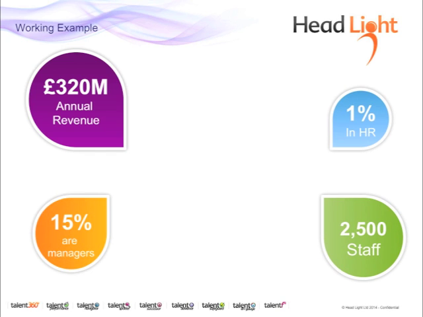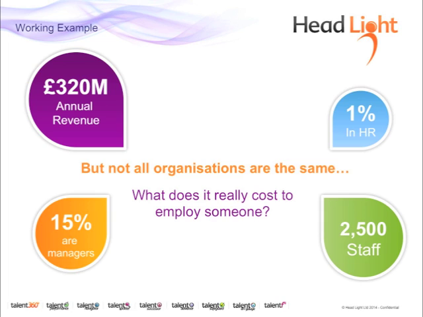This particular organization has these types of metrics: 320 million in annual revenue, 15% being managers, and so forth. We could probably compare several organizations that have similar numbers, of approximately the same size, but actually fundamentally different in the way that they operate, and their cost to employ someone can be very, very different. So that leads us to triangulating and calculating a much more realistic employment cost figure in your organization.